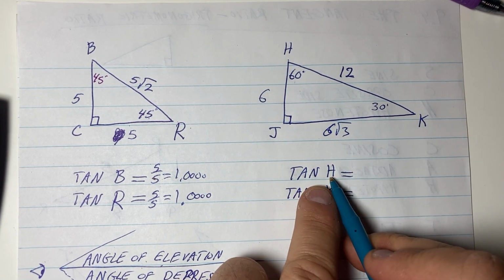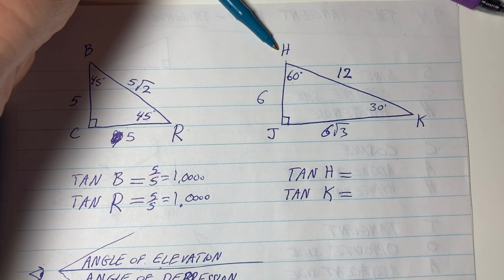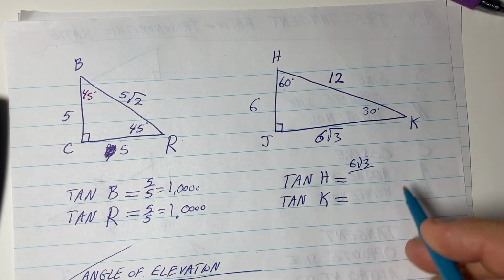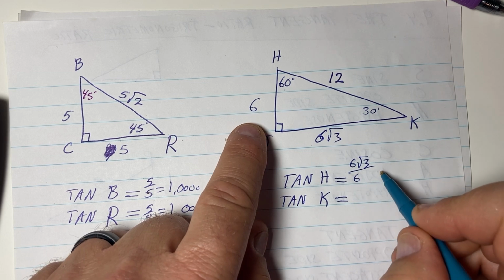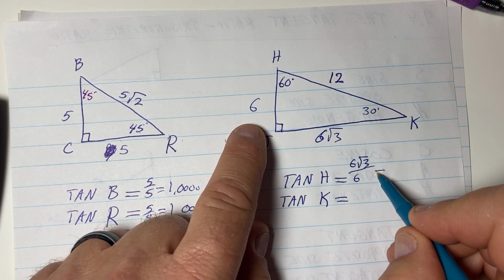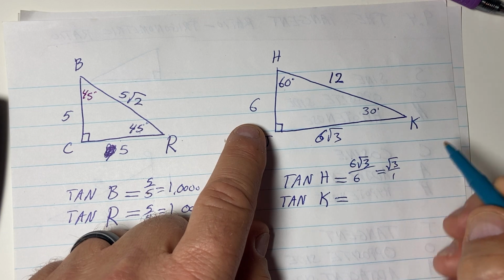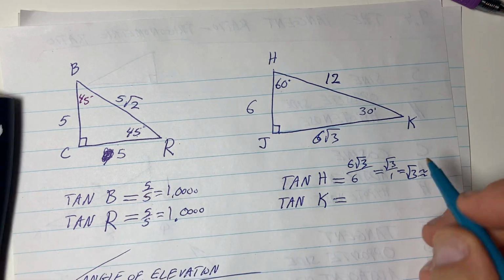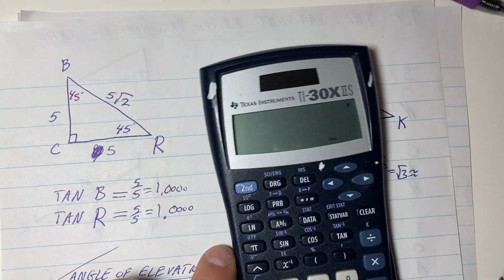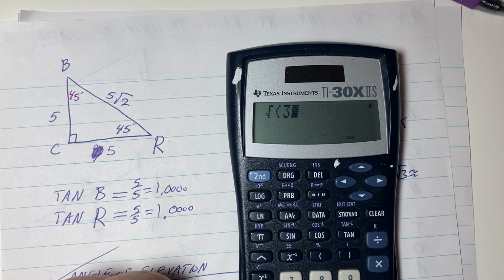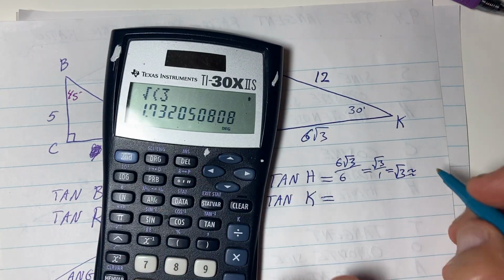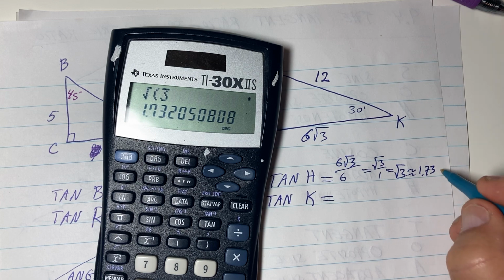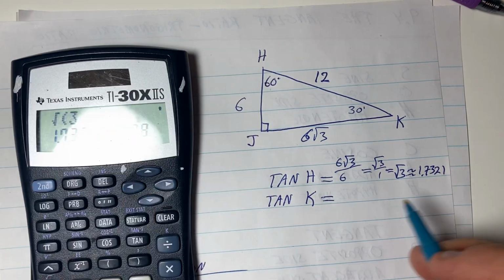Sweet, look at that. Tangent of H. The side opposite is 6 root 3, divided by the adjacent side, which is 6. Those 6s cancel, and you have just the square root of 3. Square root of 3 is 1.7321.